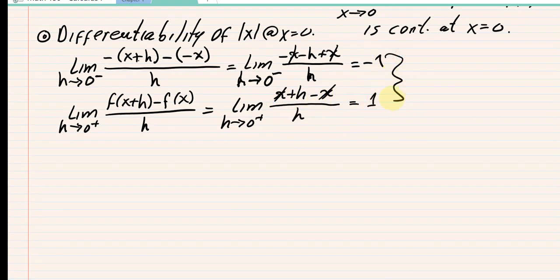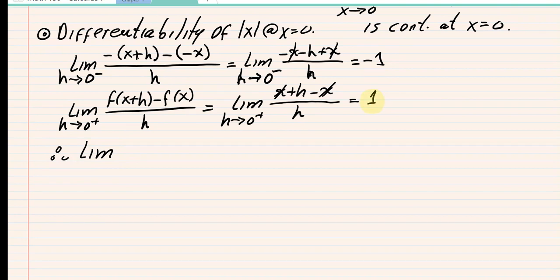So if you look at this now, the slope of the tangent is negative 1 from the left, and positive 1 from the right. Therefore, the limit, if you think in terms of limits, you have left and right limits that are two different values. The limit as h goes to 0 of the absolute value of x does not exist, because the left and right limits of the difference quotient are different, therefore the limit at that point does not exist.